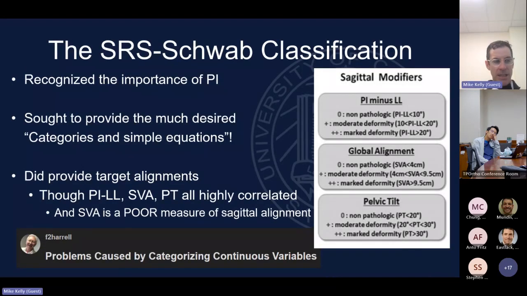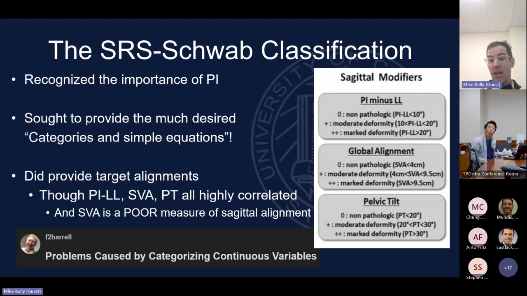The first sagittal plane classification system that I think is important to understand and think about is the SRS Frank Schwab classification. It really recognized the importance of the pelvic incidence. It also sought to provide the much desired categories and simple equations that we want as spine surgeons, and it provided target alignments, though I would say that PI minus LL, SVA, and PT are all really highly correlated. The high correlation means that as one goes up, the other one goes up. So it's not really that useful.